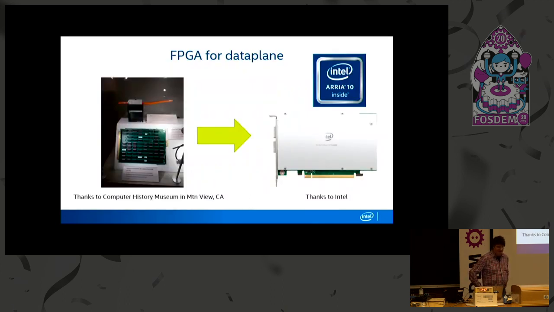What is a data plane? Some time ago, I visited the Computer History Museum in Mountain View in California, and I found a very interesting thing, which is the first network card which was designed in the world. And it looks like you have the cables which connected.